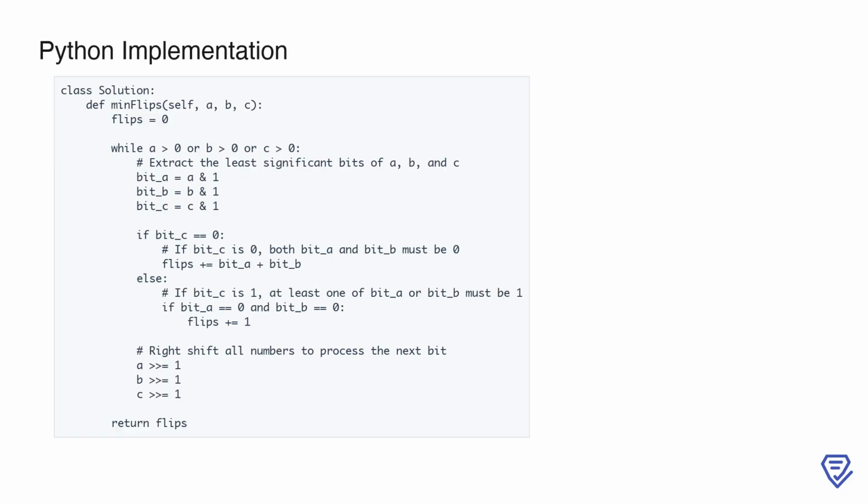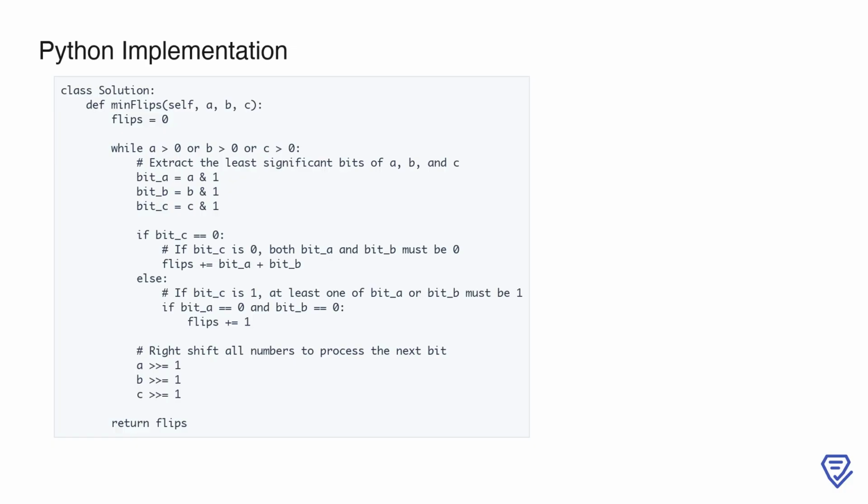the rightmost bit. Inside the main loop, the least significant bits of A, B, and C are retrieved using the bitwise AND operation with 1. This isolates the rightmost bit of each number. Based on the value of the current bit in C, bit_C, the algorithm decides whether flips are needed. If bit_C is 0, both bit_A and bit_B must also be 0 to satisfy the condition, A or B equals C. In this case, the algorithm increments flips by the sum of bit_A and bit_B, since these bits must be flipped to 0 if they are currently 1.